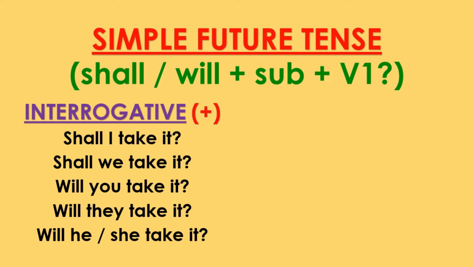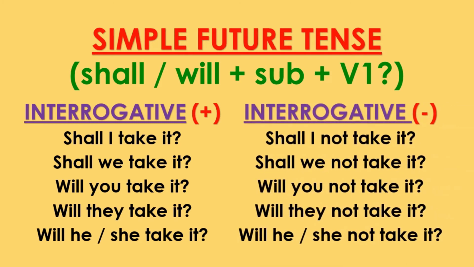Similarly, in case of negative questions, we have to use not. Look at the examples, students. Shall I not take it? Shall we not take it? Will you not take it? Will they not take it? And finally, will he or she not take it?